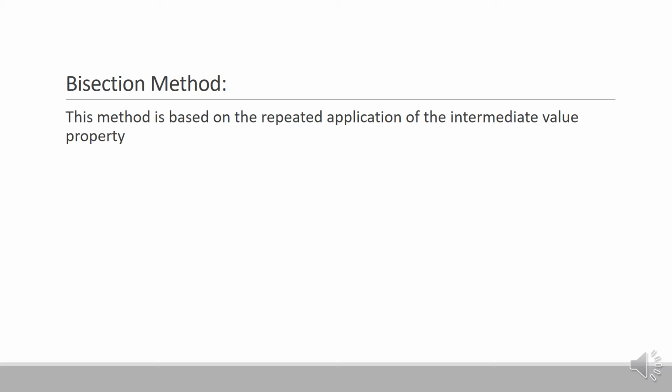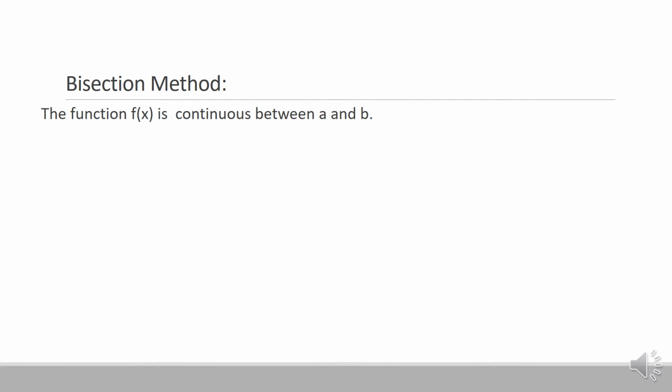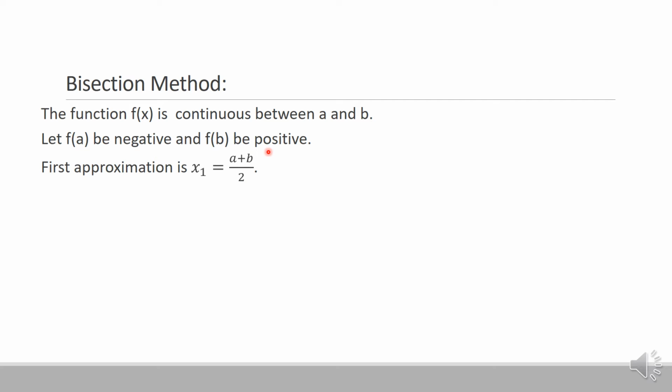This bisection method is based on the repeated application of the intermediate value property. Let us consider a continuous function f of x defined in the interval a and b. Without loss of generality, let us assume that f of a is a negative value and f of b is a positive value. Then the first approximation to the root is x1 equal to a plus b by 2.